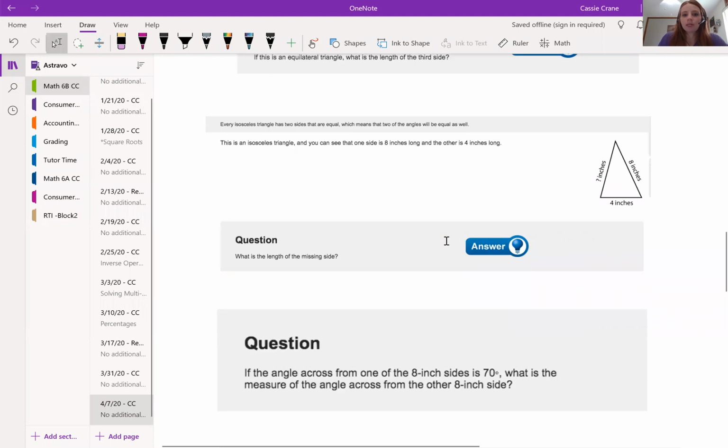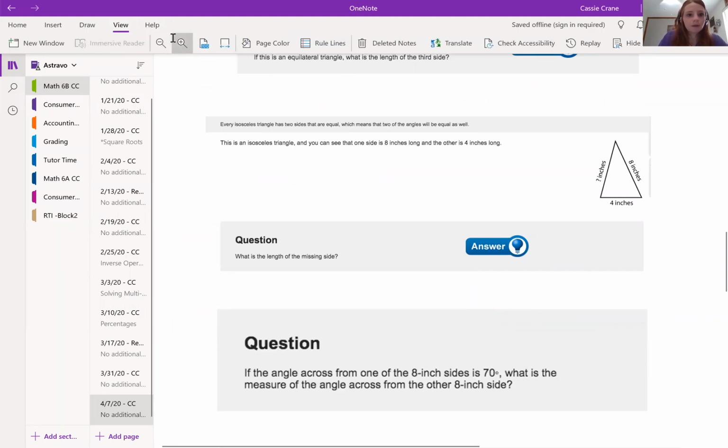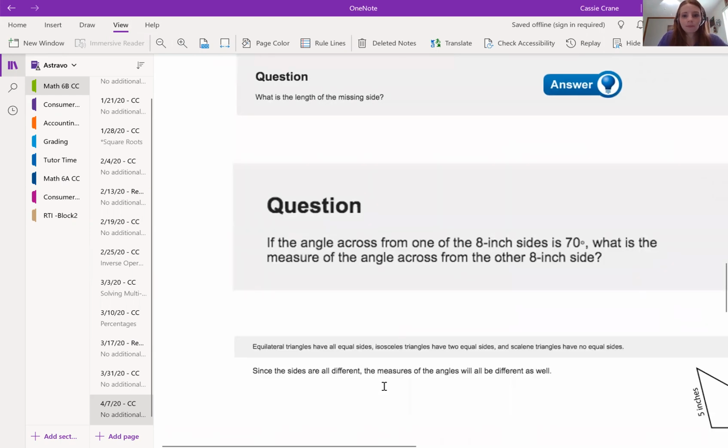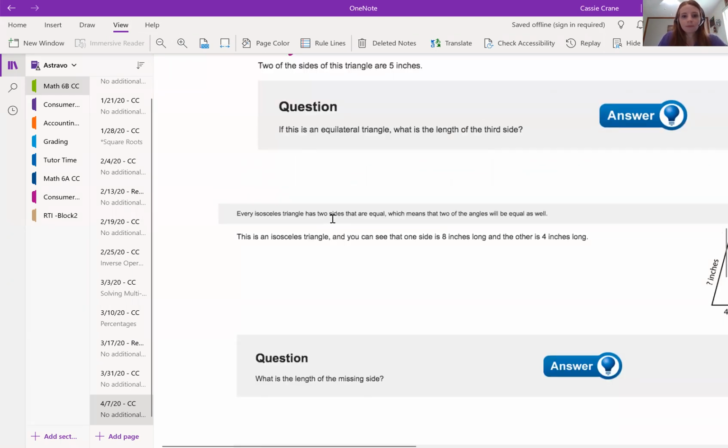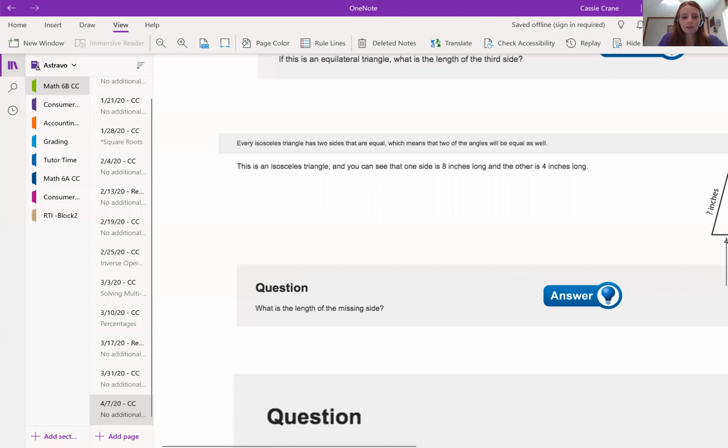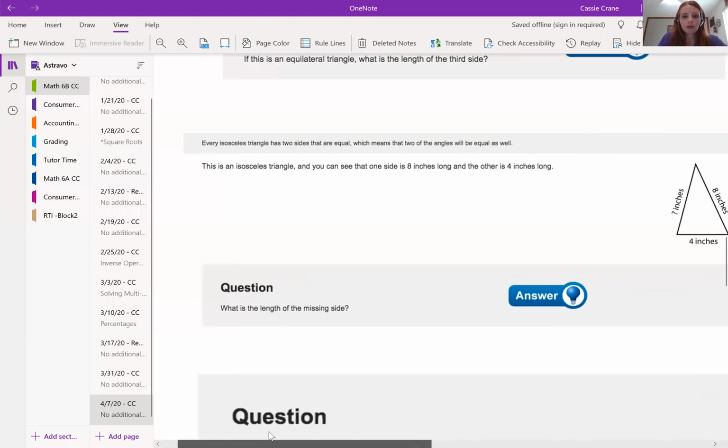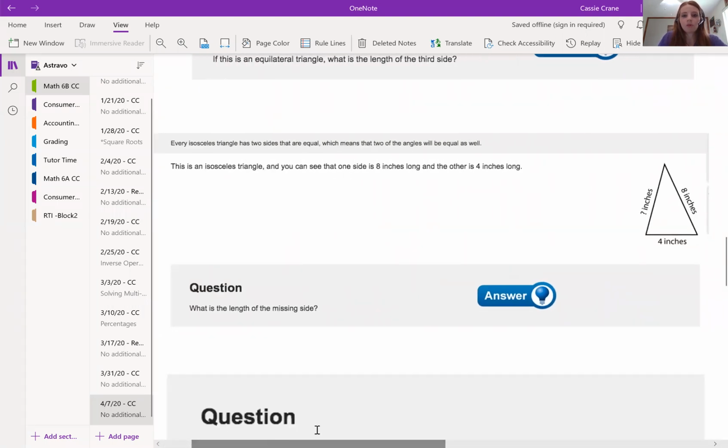Then we move to an isosceles triangle. This is kind of small. Let me see if I can zoom in a little bit. It's a little better. In an isosceles triangle, we have 2 sides that are equal, and that means 2 of the angles will also be equal. So here's our triangle over here.